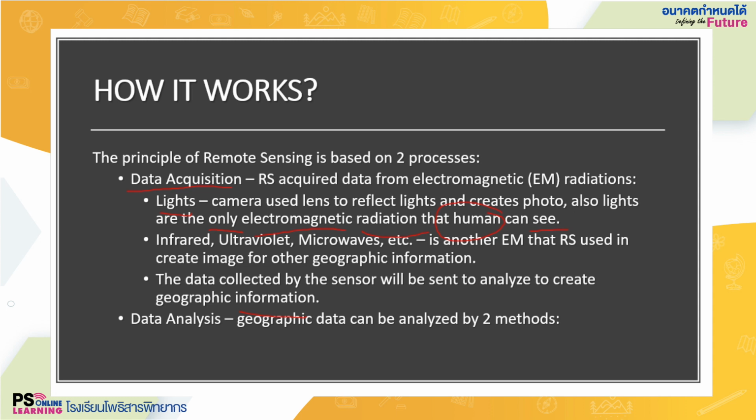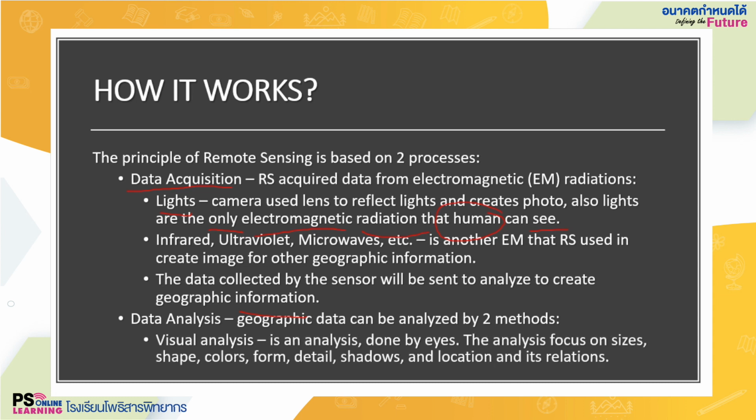Geographic data can be analyzed by two methods. Number one is visual analysis, which is analysis done by eyes. The analysis focuses on sight, shape, color, form, details, shadows, and location and its relations. For example, you receive a satellite image. You do not use calculation or analysis from the computer, but you use your own eyes.